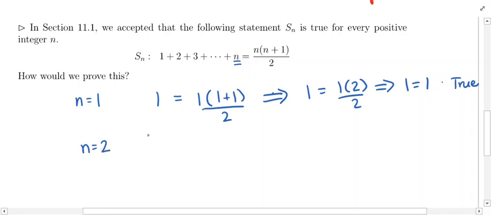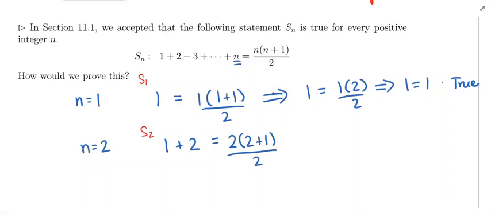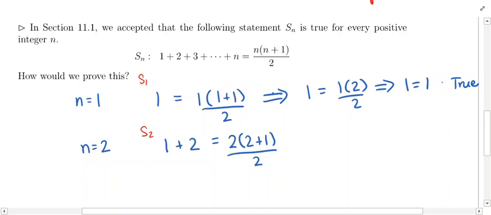What if n is 2? Let me write this here. This was S1, the first statement. S2, if n would be 2 here. So we're adding 1 plus all the way up to n, which is 2. So we'd be adding the first 2 counting numbers here. Is that equal to 2 times 2 plus 1 divided by 2? Again, on the right side, I'm just plugging in n equals 2. So we're just trying to verify that this statement is true for an n value of 2.